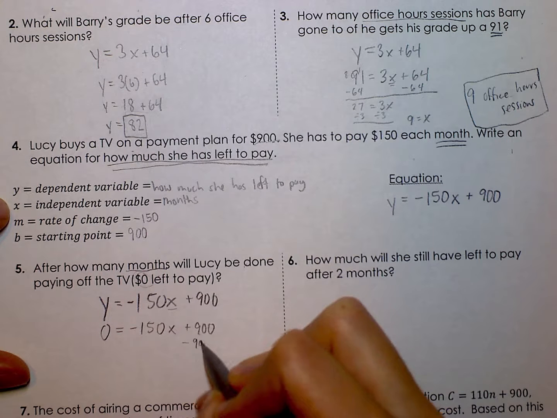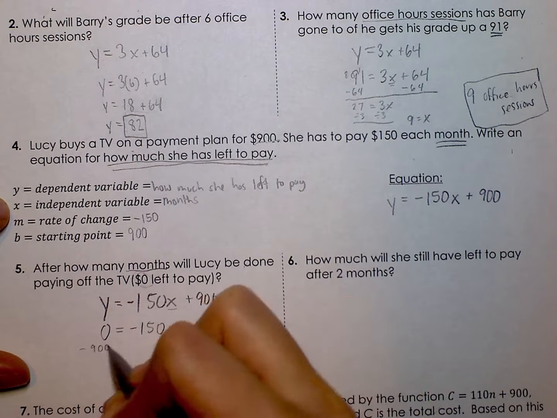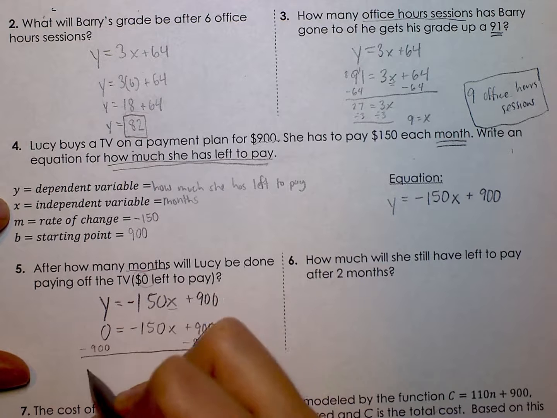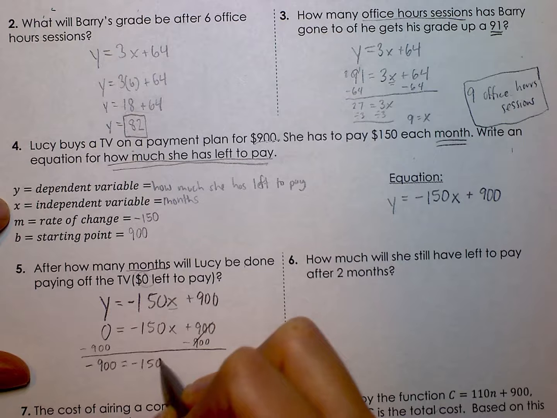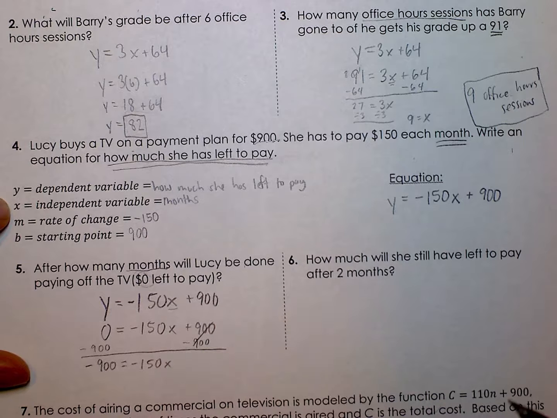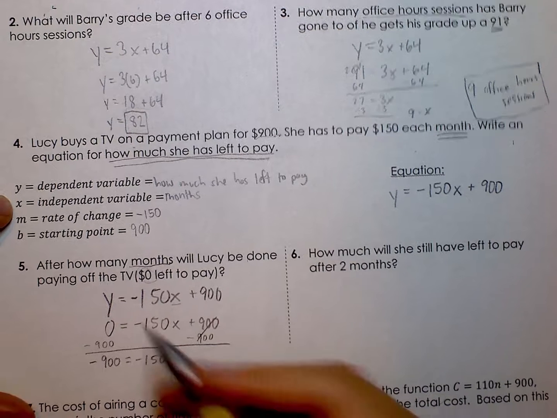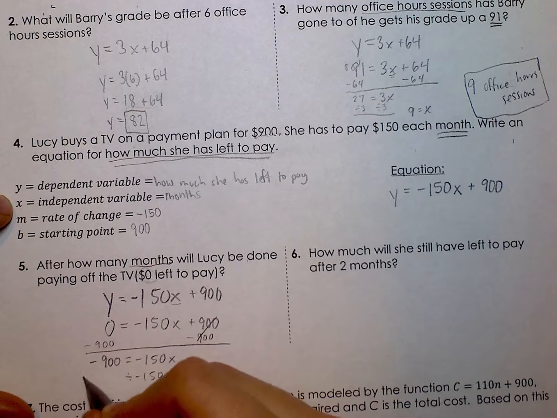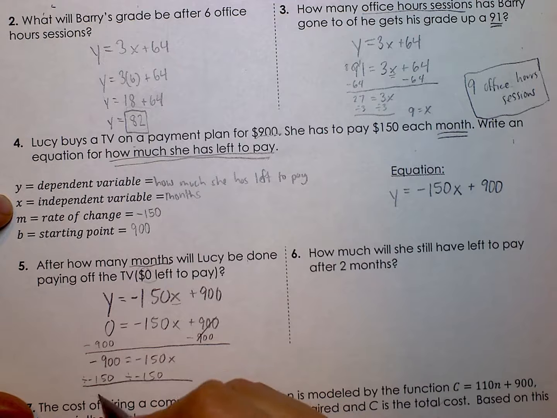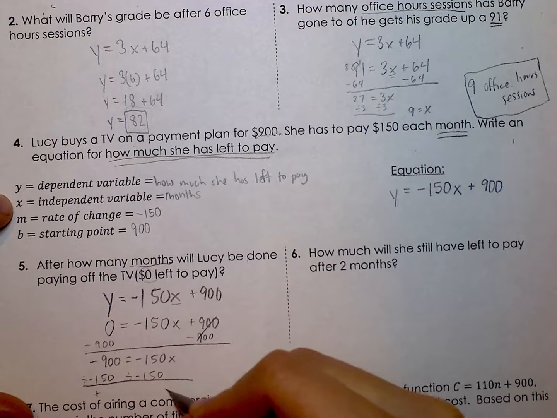So actually kind of the same thing regardless. This way I end up with negatives, which is okay. And then I have negative 150 being multiplied by x, so I'm going to divide by negative 150, divide by negative 150. Negative divided by negative is a positive, so my answer has got to be positive here.